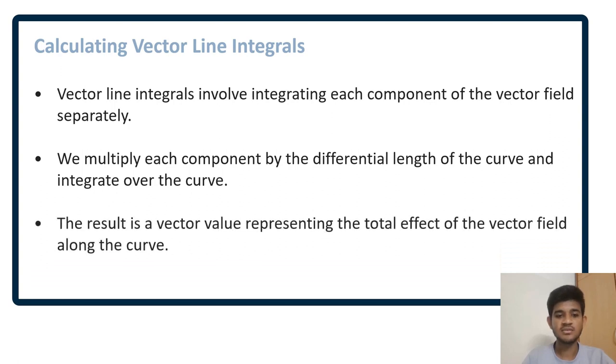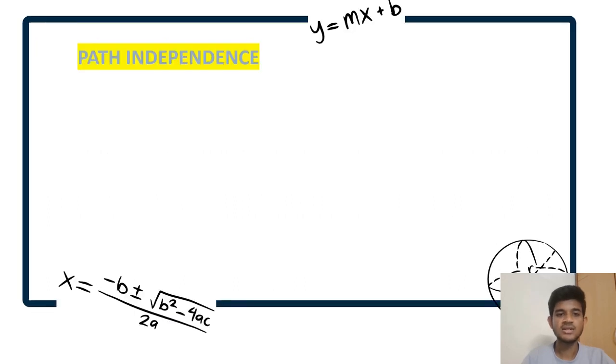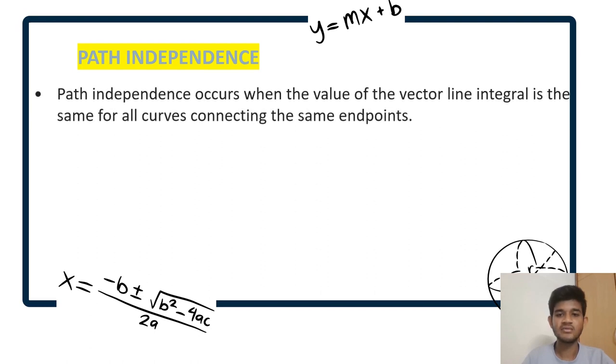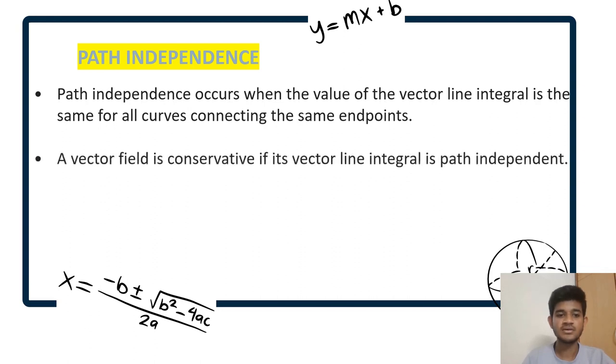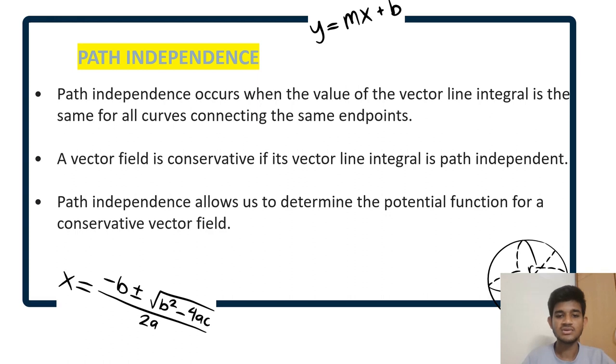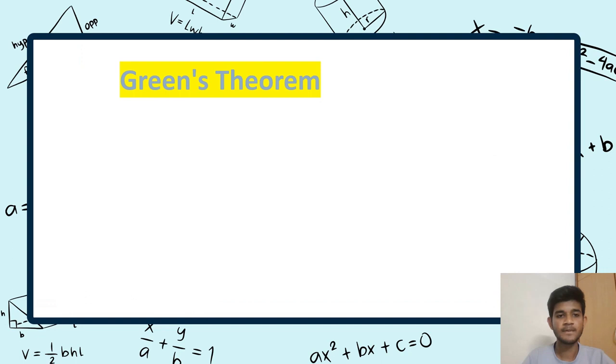Now let us see the path independence. Path independence occurs when the value of the vector line integral is the same for all curves connecting the same endpoints. A vector field is conservative if its vector line integral is path independent. Path independence allows us to determine the potential function for a conservative vector field.